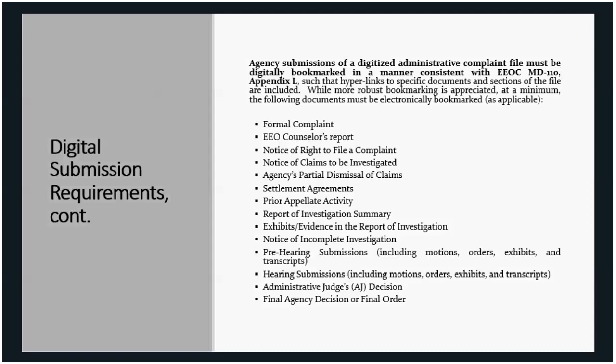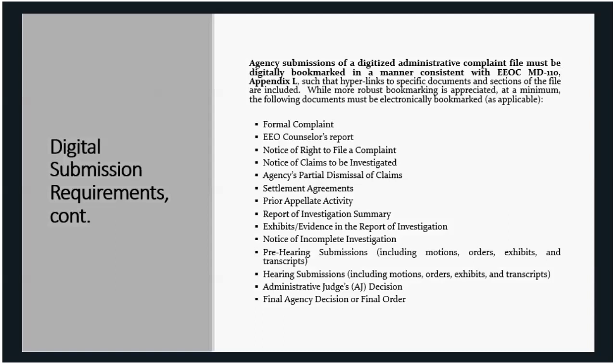So for example, if the complainant is appealing the agency's decision on a settlement agreement breach, the file should include, at minimum, the decision, a copy of the settlement agreement, and proof the agency has complied with the agreement. Or if the complainant is appealing a decision in which a hearing was held, along with the complaint file and ROI, the complete hearing record must be uploaded. This includes pre-hearing submissions and hearing submissions such as motions, orders, exhibits, and transcripts.